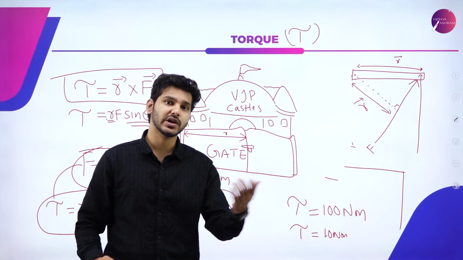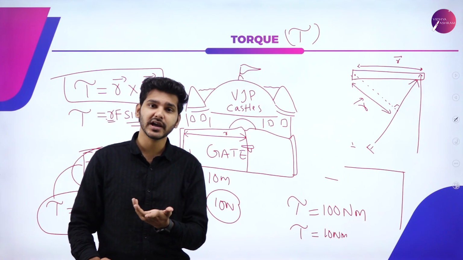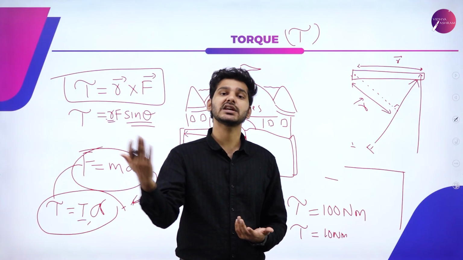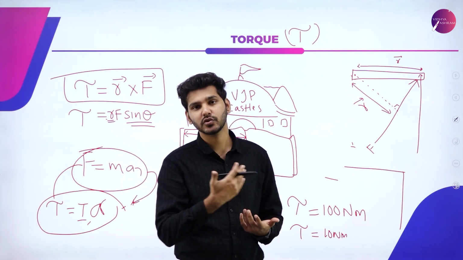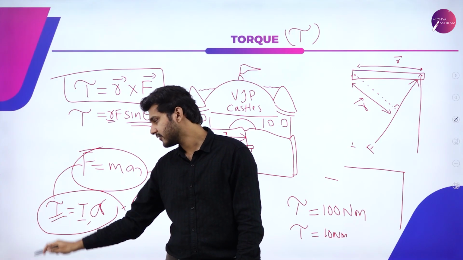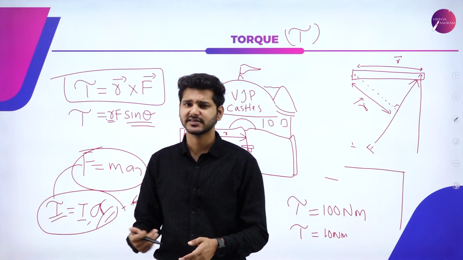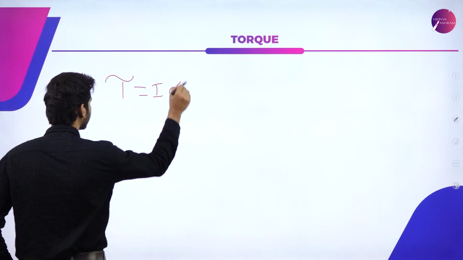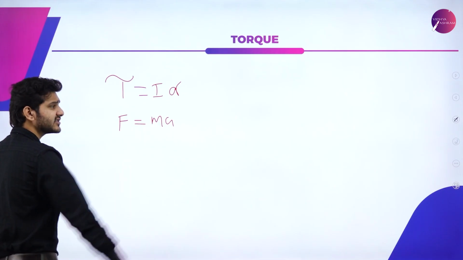If any mass is rotating about a point, accelerating, then the torque applied is given by the equation I alpha. In other terms, in order to accelerate a mass around a specific axis, that is for a rotational motion, I need to apply a torque. If no torque is applied, then there is no acceleration being produced. It's as simple as that. Tau is equal to I alpha, which is analogous to F is equal to ma. Both equations are the same.